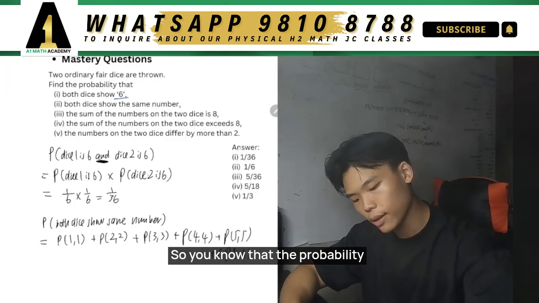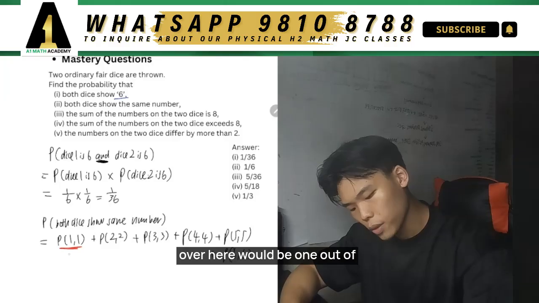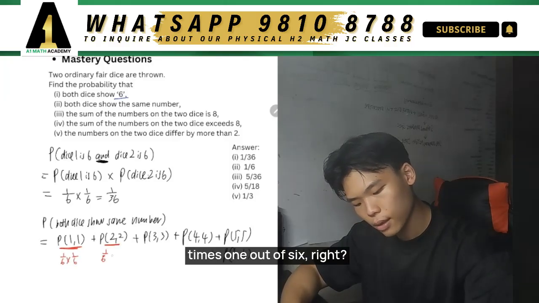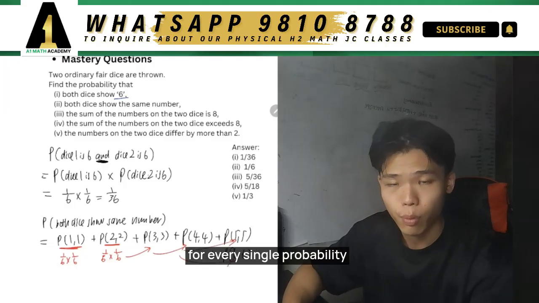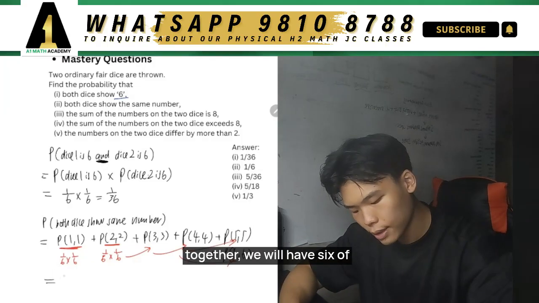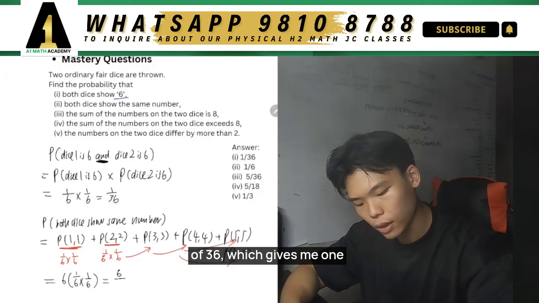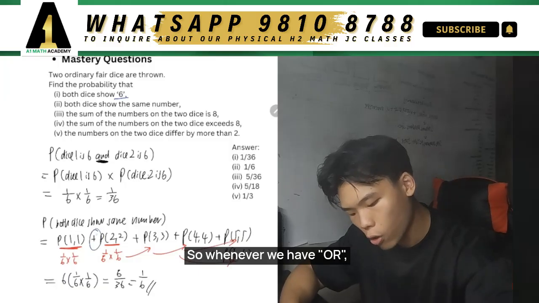So you know that the probability of each individual one, this one over here would be 1 out of 6 times 1 out of 6. And then this one over here is just 1 out of 6 times 1 out of 6, and then it also repeats for every single probability case over there. And therefore, at the end, when we add up everything together, we will have 6 of 1 out of 6 times 1 out of 6, which is basically just 6 out of 36, which gives me 1 out of 6 in the end.